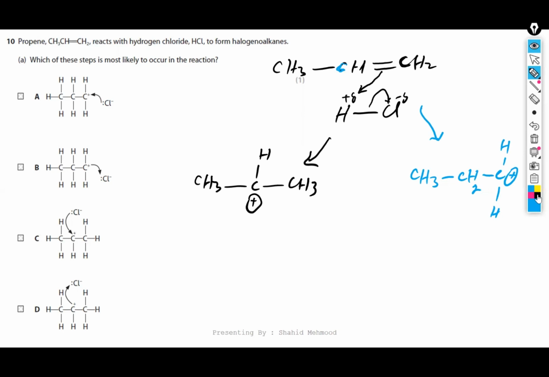Now we have chloride here, which has a negative charge with a lone pair. In the last step, this lone pair of electrons will attack here to give the major product, and this will attack on this to get the minor product. Look at the question: they ask what is most likely. That means they are pointing towards the major product. So if you compare the two mechanisms, the correct option is option C.